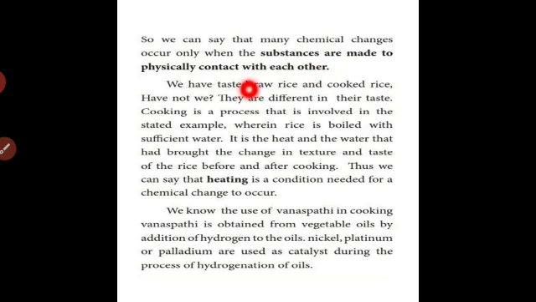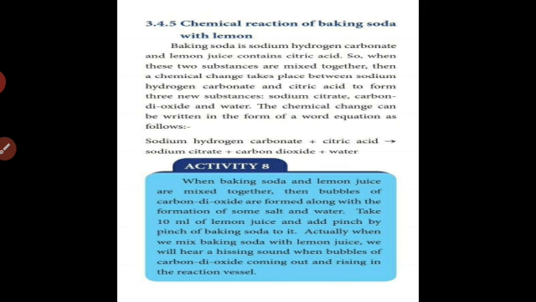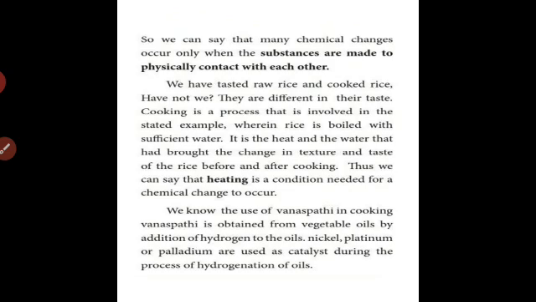Then after the chemical reaction occurs, we will get a product. We have tasted raw rice and cooked rice, have we not? They are different in their taste. Cooking is a process involved in the stated example, wherein rice is boiled with sufficient water. It is the heat and the water that brought the change in texture and taste of the rice before and after cooking. Thus we can say that heating is a condition needed for a chemical change. So pressure, physical contact with each other, and heating can also cause a chemical change.